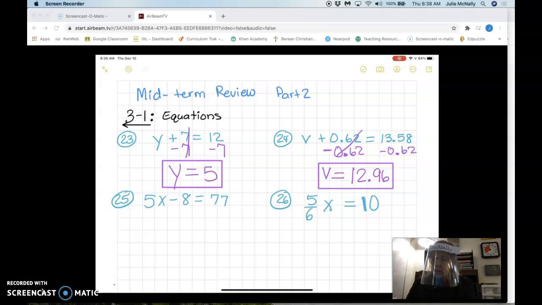All right, and then number 25 has a couple of things happening, so we're just going to take it one thing at a time. What do I do first? Plus 8 first. There it is.